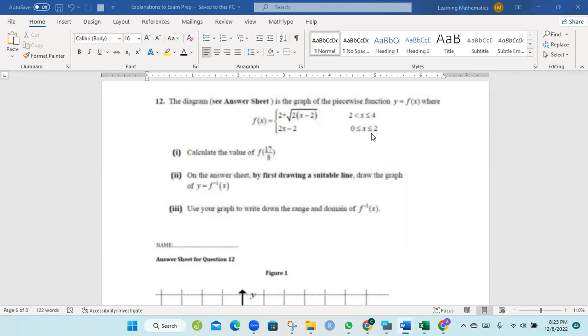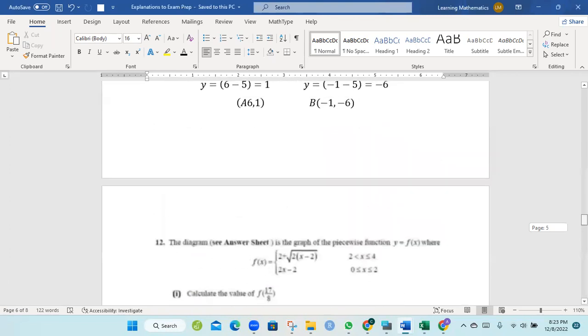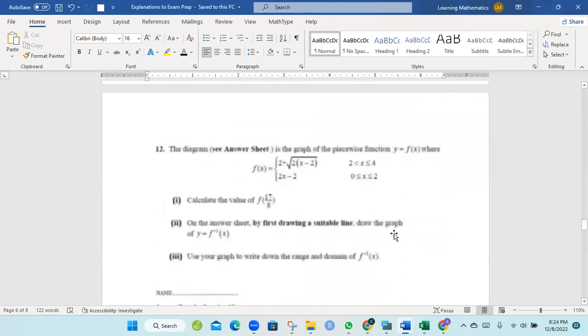Okay? So therefore now, here's the graph of the function, and the function has two pieces. One with domain between 0 and 2, and the other piece where the domain is between 2 and 4, 4 inclusive.